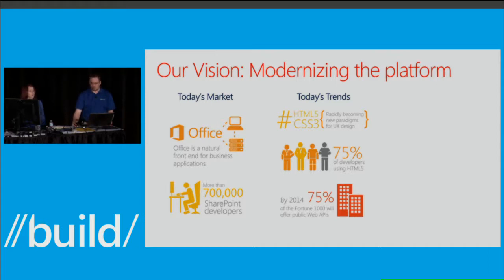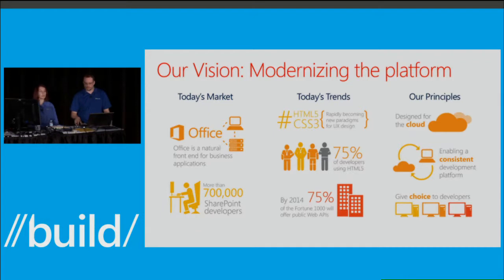The other trend that we're seeing is that by 2014, nearly 75% of the major corporations out there will actually be offering public APIs into their systems. We already have real-time financial data being offered by Bloomberg and APIs into that system. There are plenty of inputs into CRMs, ERP systems, and other line of business applications.